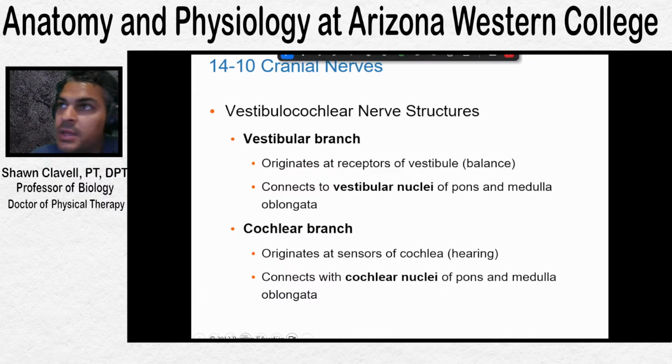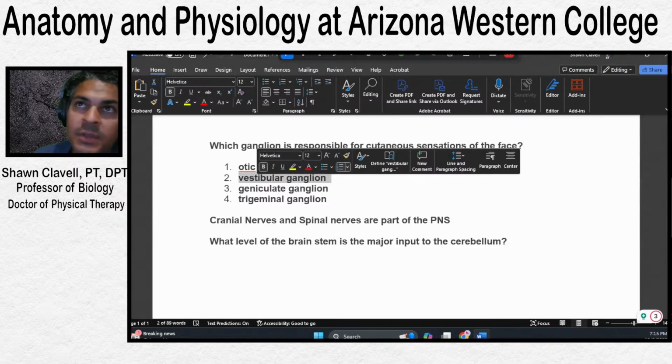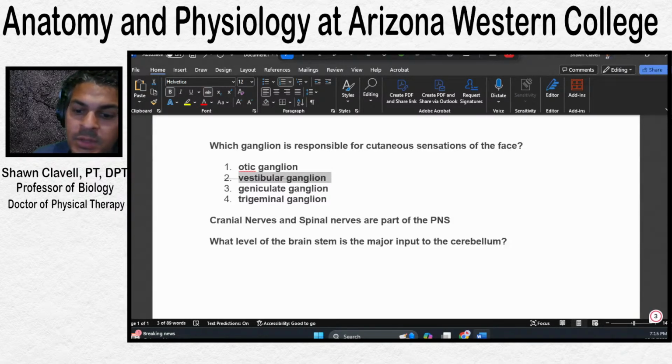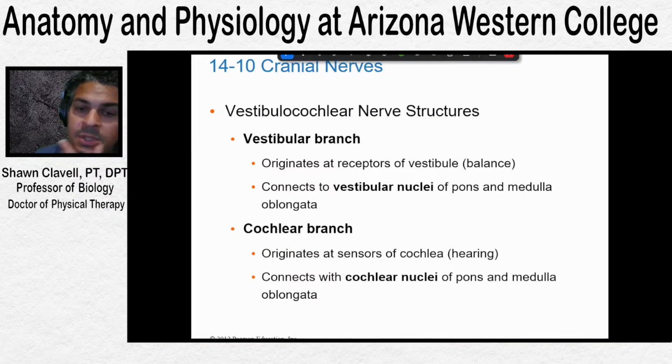So the question here again is asking us, which ganglion is responsible for cutaneous sensations of the face? Well, the vestibular ganglion is not. Remember, we just saw that the vestibular ganglion is related to the vestibular system here. Another was the trigeminal. So the trigeminal is that of the... There's got to be a trigeminal picture here.